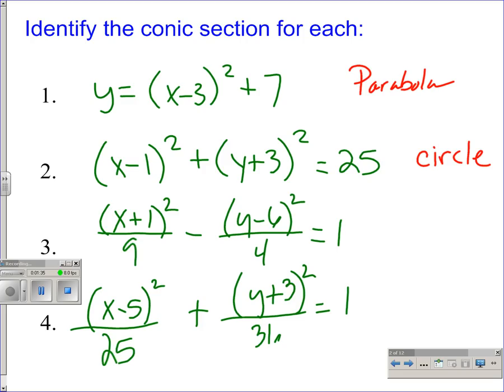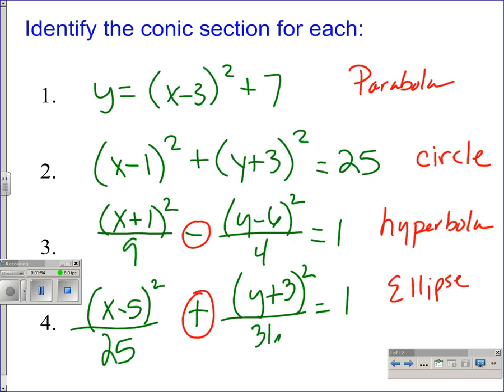Okay, number 3, take a look at that one. You have 2 squared terms, and you have the fraction, so it's either an ellipse or a hyperbola. We can tell by the signs. If you notice, the sign of this one is a minus, so it's a hyperbola. And then that leaves our only choice left, ellipse, for the last one, because there are 2 squared terms and it's added. So I just need you to be able to go through and identify if it's in the right form to be able to tell what those are.